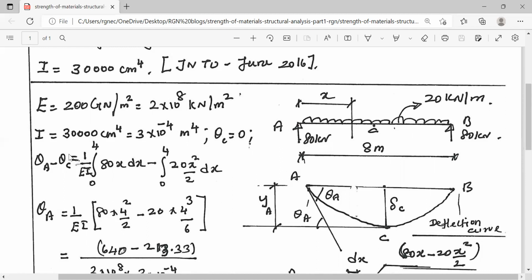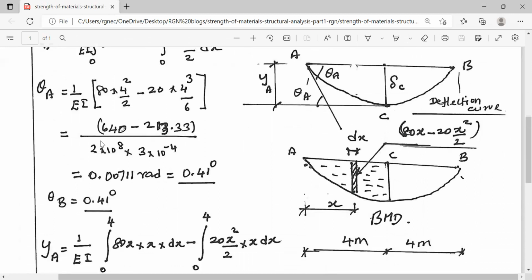Then theta A minus theta C becomes theta A, and that is equal to 1 by EI times the integral, and then we simplify this integral. After simplification of the integrals and after substitution of E and I values, we get the slope in radians. This you can multiply by 180 by pi so that you will get it in degrees. This is the slope at A.